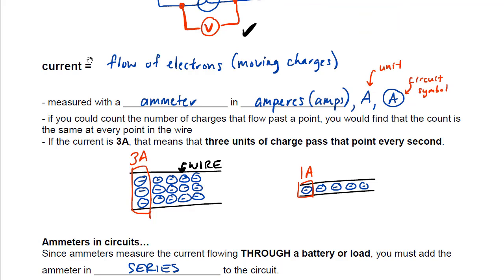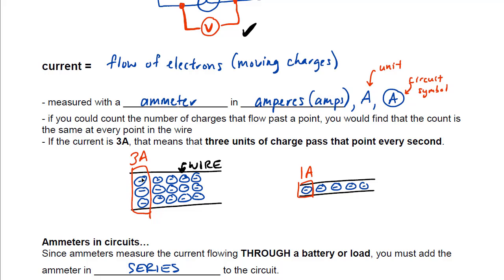So we move on to current. Current is the flow of electrons. You should know this already. It's moving charges. It's how many charges pass a point in a second. So when we're thinking about it, I want you to actually think about the idea that electrons are bumping each other in a wire, and that's causing electrons to move through the wire.